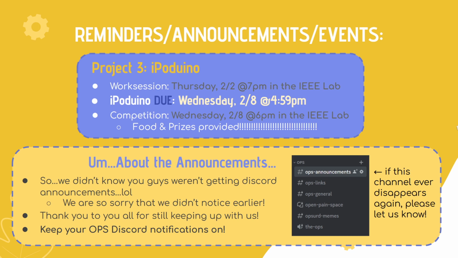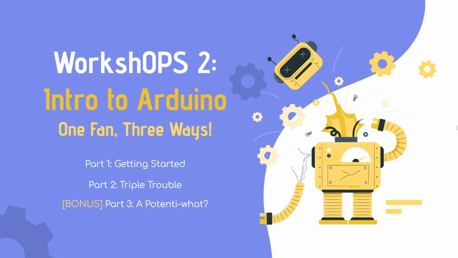Okay, so now we will actually start getting into the thick of things. The way this WorkshOPS is going to work is slightly different from the first one. The first one was mostly just a lecture, and then we had a little quiz at the end. This one is going to be more of a project walkthrough. There are 3 parts to this project. Part 1 is just getting started. In Part 2, we're going to add a little bit more onto what we made in Part 1, and then there is a bonus Part 3, and if you finish that, we'll give you a little prize. That's the main layout.